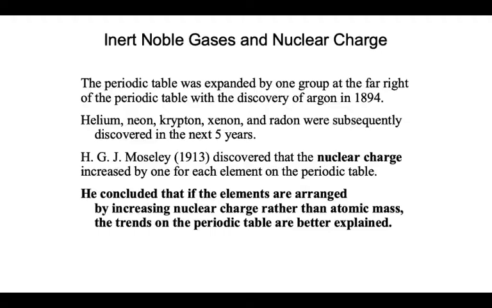Okay. If we continue through our science on this, we come across our noble gases and nuclear charge. So the periodic table gets expanded and adjusted a little bit when we find noble gases. Okay. Why did we have to wait to find them? Well, if someone was in the nobility, do you think they would be in this room?